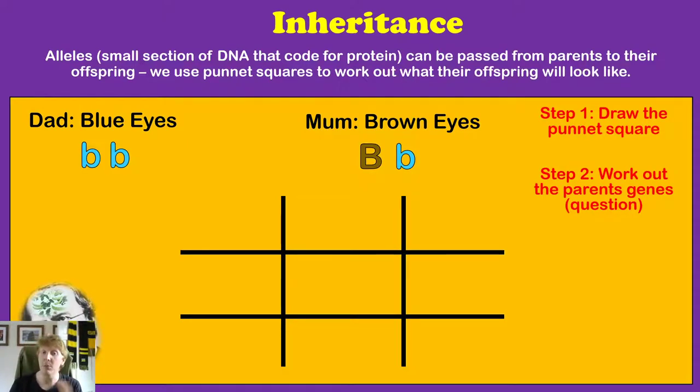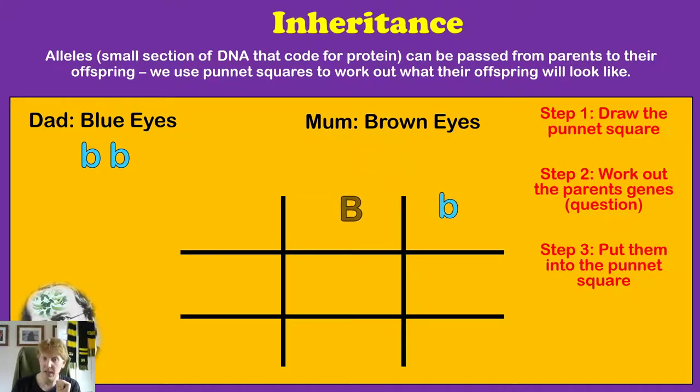Okay, so how do we do this Punnett square then? We need to put these parent alleles into the Punnett square. We take mum and we spread it and we put those two alleles into the Punnett square just like that. And we take dad's alleles and we spread them out and we put them into the Punnett square just like this. Then all you need to do is read down the column and put whatever's in this top box into each of these.